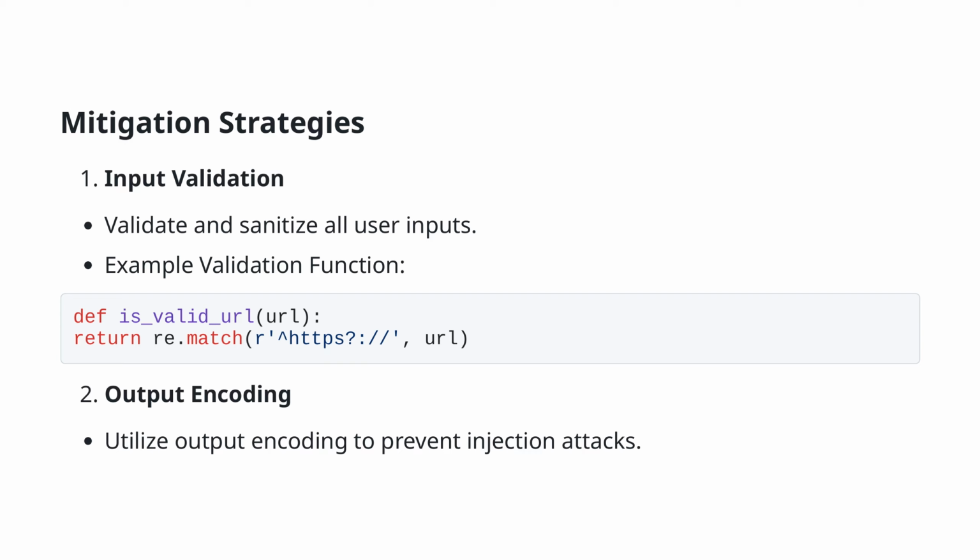Secondly, output encoding is essential for mitigating injection attacks. By encoding the output, you can prevent malicious content from being interpreted and executed. This adds an additional layer of protection to your application. These steps are fundamental in building a robust security posture to defend against various attack vectors.